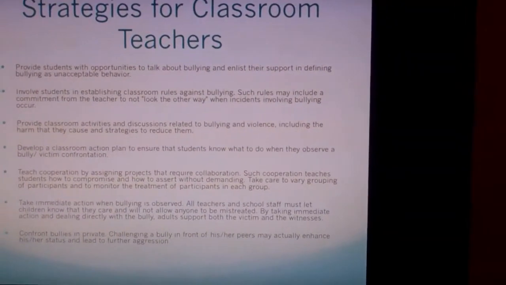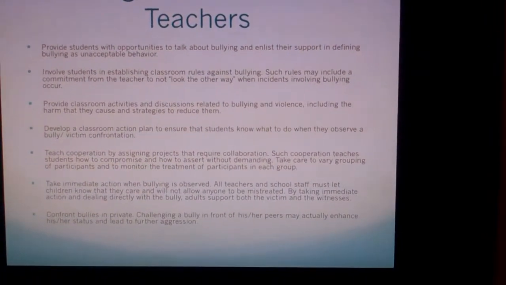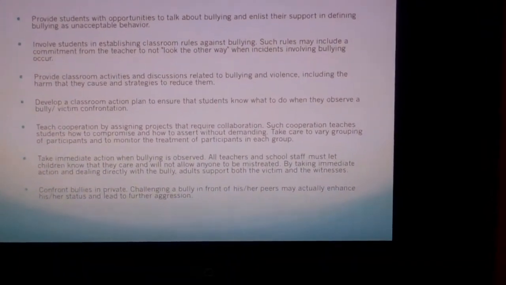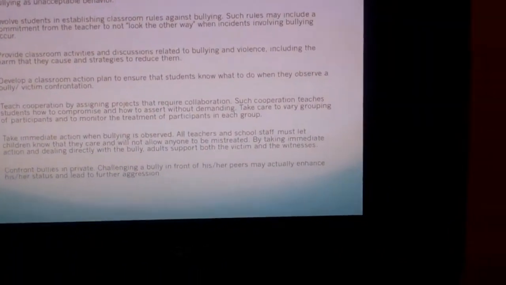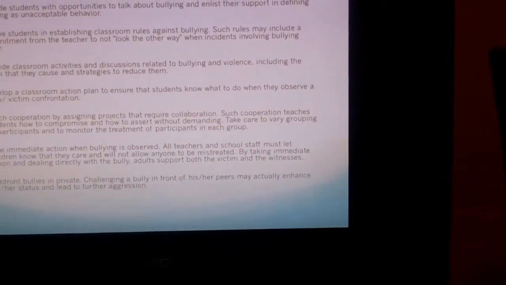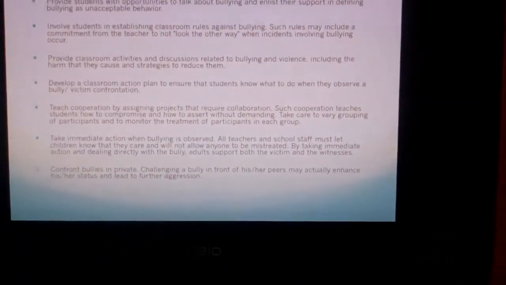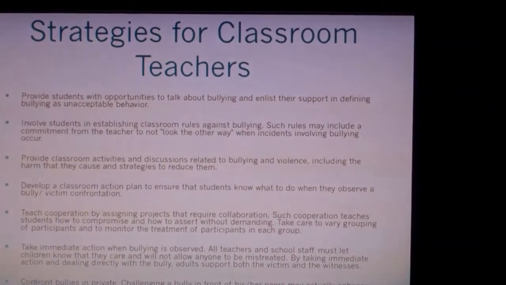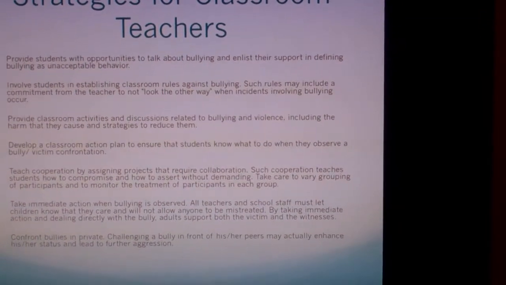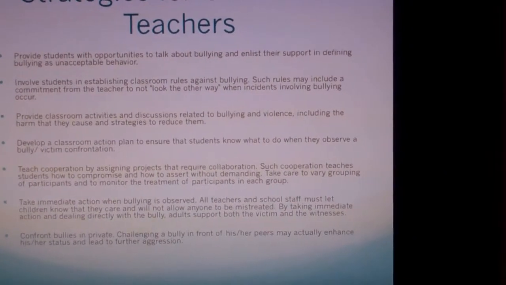Some of the strategies that were given to the students were to involve the students in establishing classroom rules against bullying. These types of rules may include a commitment from the teacher to not look the other way when incidents involving bullying occur, provide classroom activities and discussion related to bullying and violence, including the harm that they cause and strategies to reduce them. Develop a classroom action plan to ensure that students know what to do when they observe a bully-victim confrontation. Teach cooperation by assigning projects that require collaboration.